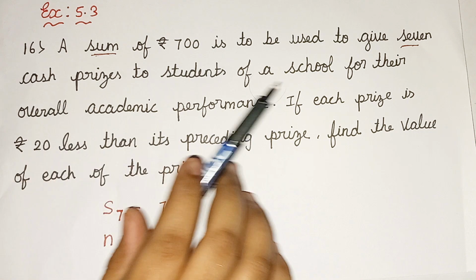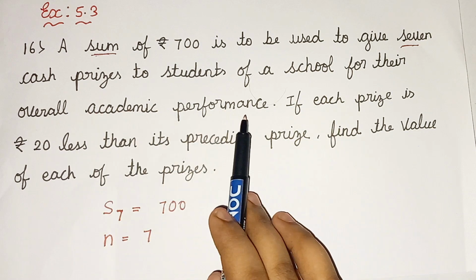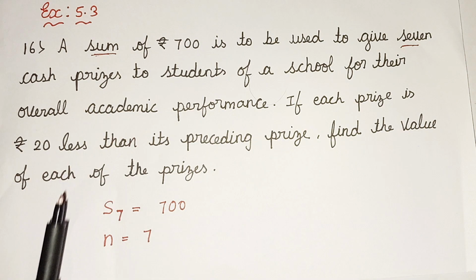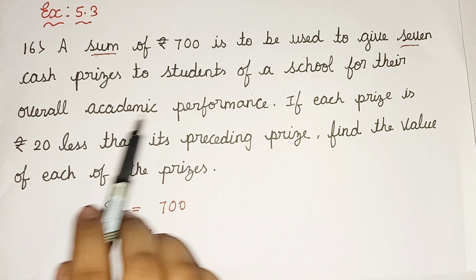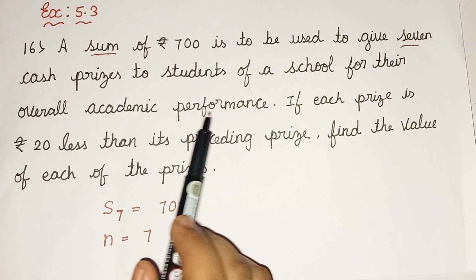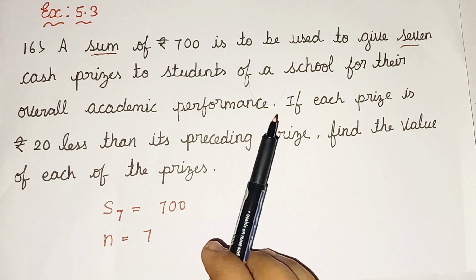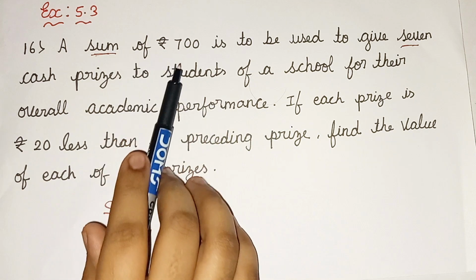Okay, so 7 cash prizes to students of a school for their overall academic performance. If you don't understand the question, it's okay, I'll just explain it. Each year, if we study well, we will get first rank, second rank, third rank. Likewise there is a school. For academic performance, if they study well, they'll get first rank, second rank, third rank and so on, and they are giving prizes here. They are giving cash.